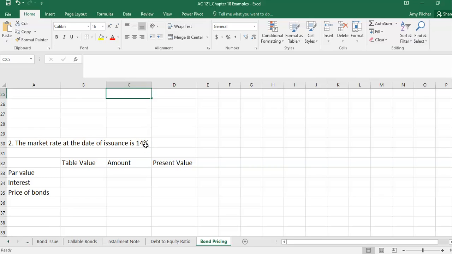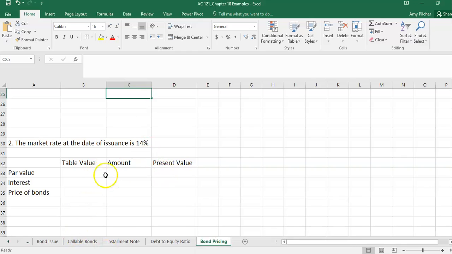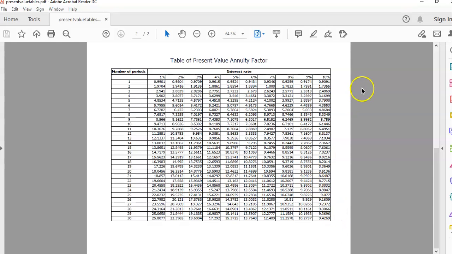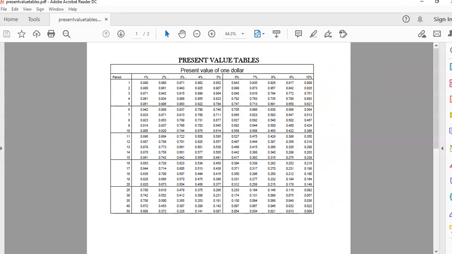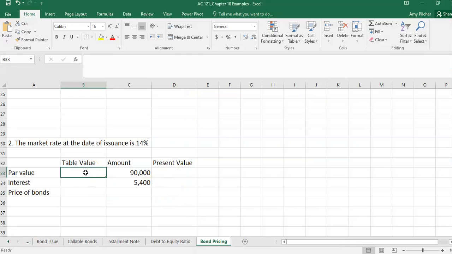So when we're looking at a discount, we have to go back to our present value tables. So we have the amount is $90,000. We already calculated our semi-annual interest is $5,400. So now we're looking at a factor for 14%. This table that I got online only goes to 10%, so I'm going to tell you what the factor for 14% is: 0.0583.